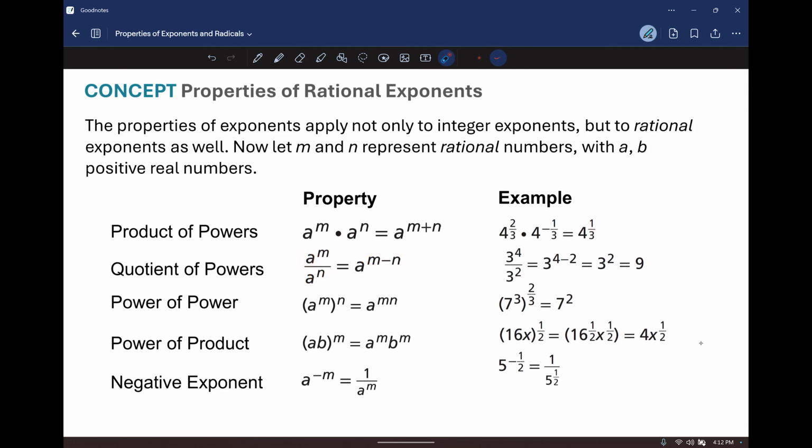The power of a power states if I have something raised to a number and then raised to another number, I'm going to multiply those two numbers together. The power of a product: if I'm multiplying two terms within the parentheses, I can raise those both to this power, so I have a to that power and b to that power. And then the negative exponent states that in order to get rid of a negative exponent, I'm just going to flip this and it would be 1 over a to the m.